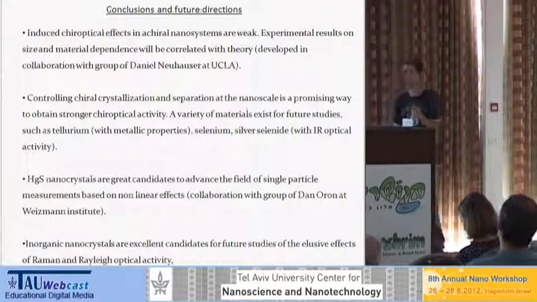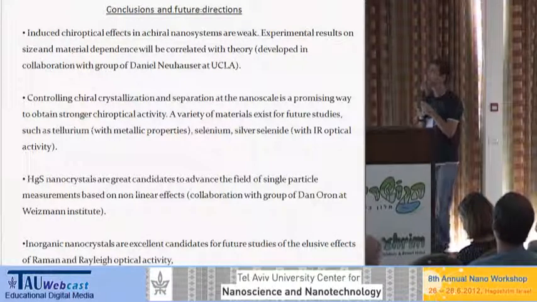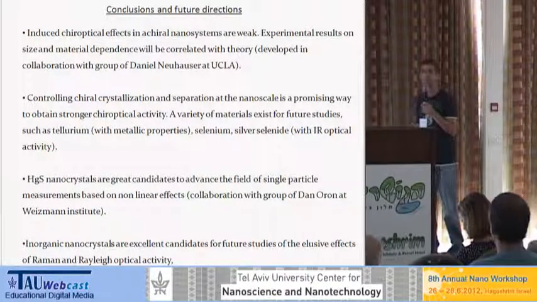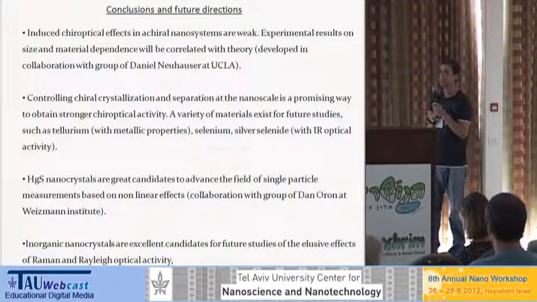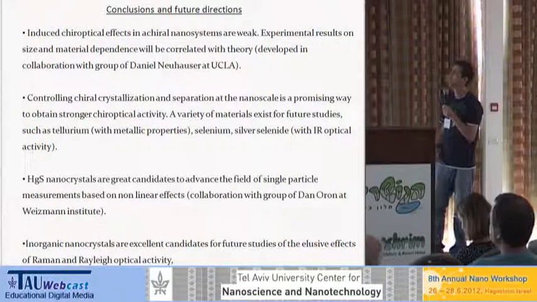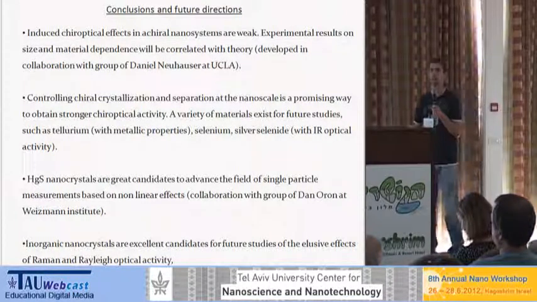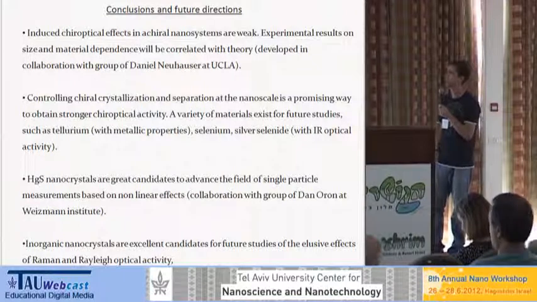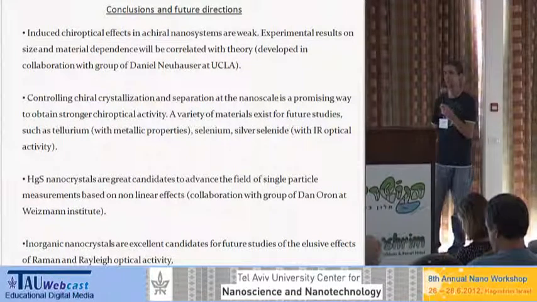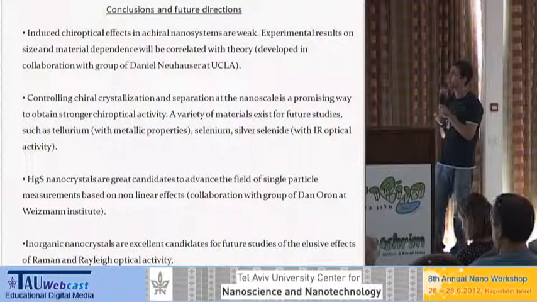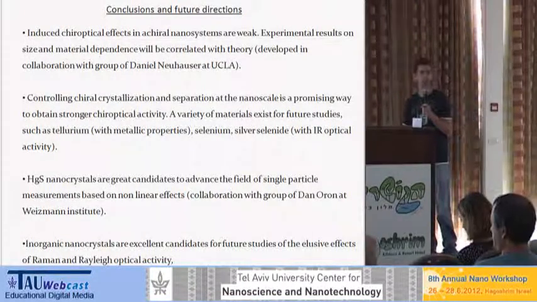And I would like to just conclude and state some future directions. So we know that size and material dependence of induced chiroptical effects are a good way to resolve the mechanism. And the group of Daniel Neuhauser at UCLA is helping us by doing the theory for these effects. But these are weak effects. So controlling chiral crystallization and separation is a much more promising way to obtain strong chiroptical activity. And there are a lot of materials that exist to continue this work.